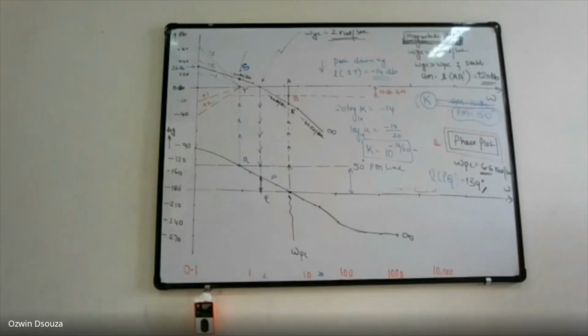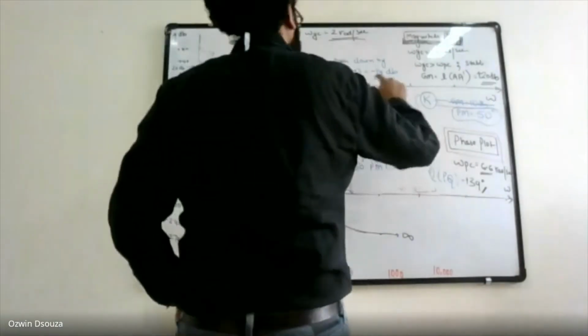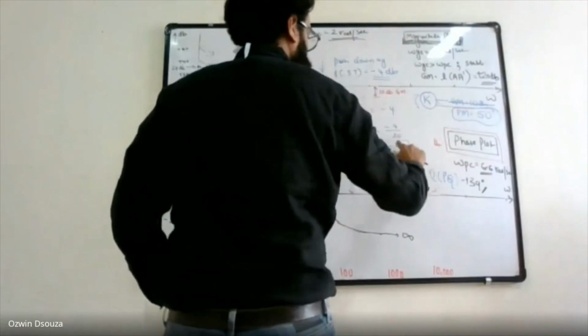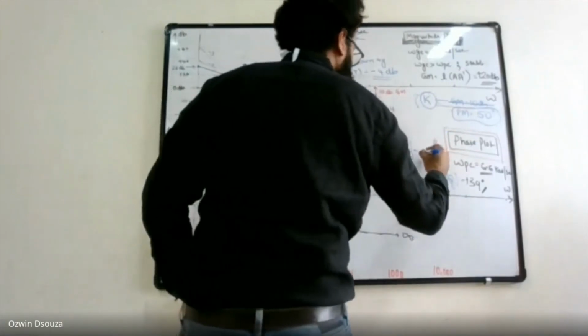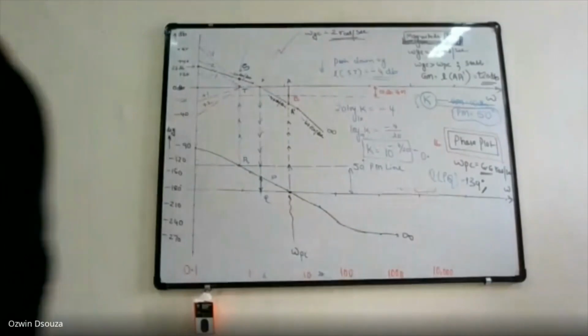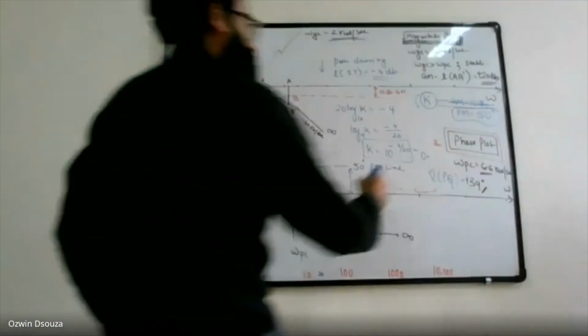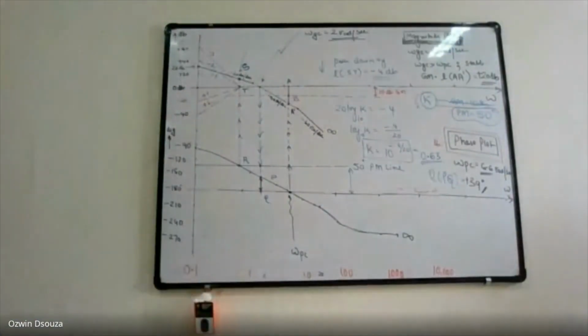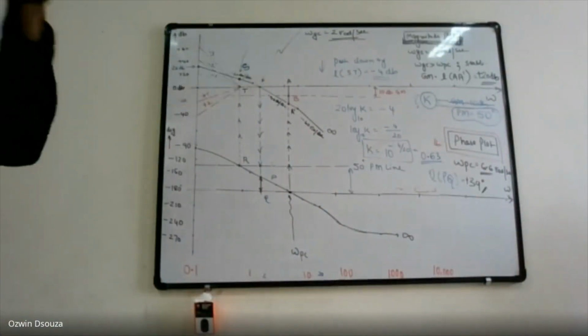it's not 14, it is 4 dB. Okay, somewhere about 4 dB. It's 4. So that will give you 0.6. Right. So that's how you calculate the value of K.